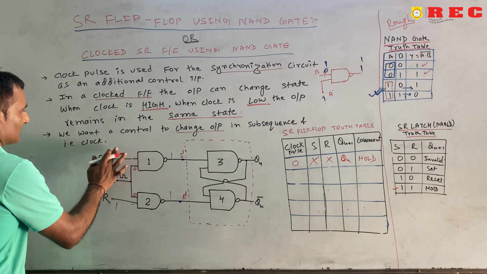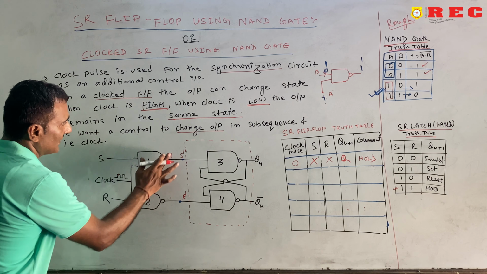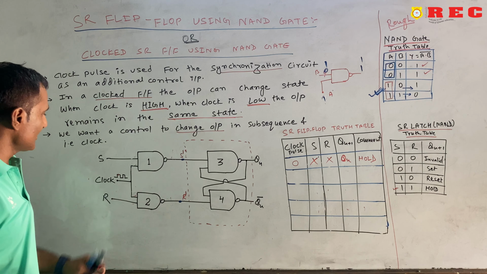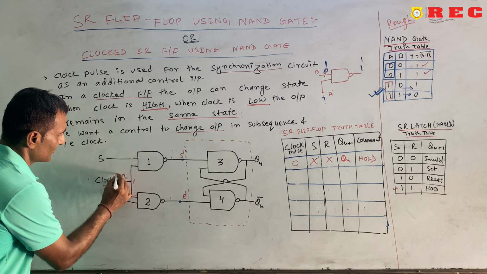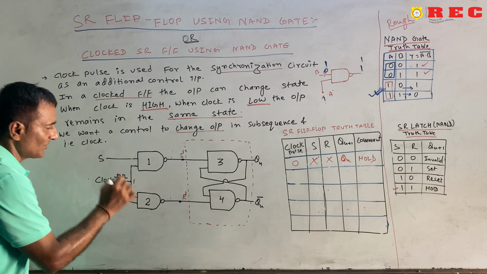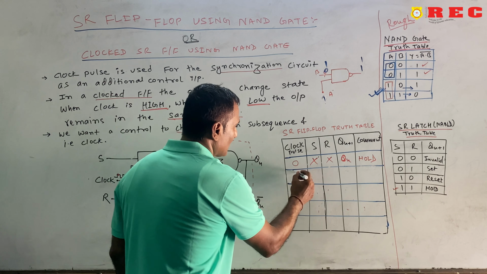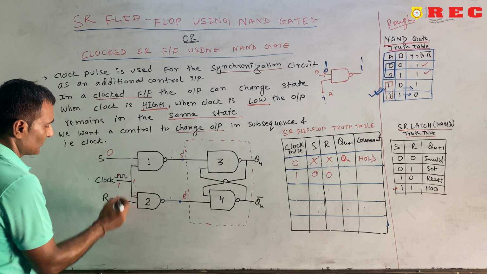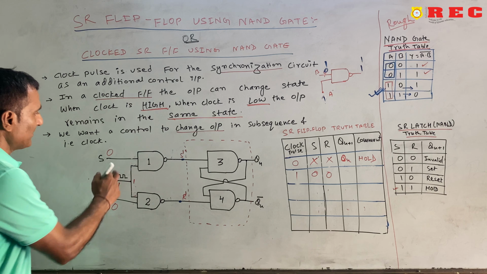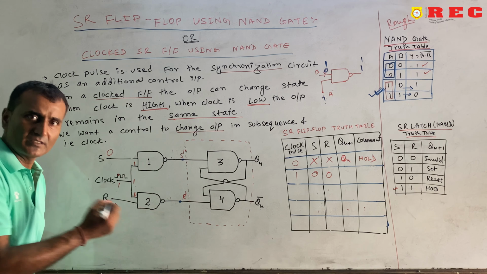So now let us see here. What will happen? We don't like this condition, we like the clock to always be 1, then only the output will be changed. So if the clock is 1, S is equal to 0, R is equal to 0, means this is equal to 0, this is 0, what will happen? This portion is 1 and 1, because the clock is 1 here.